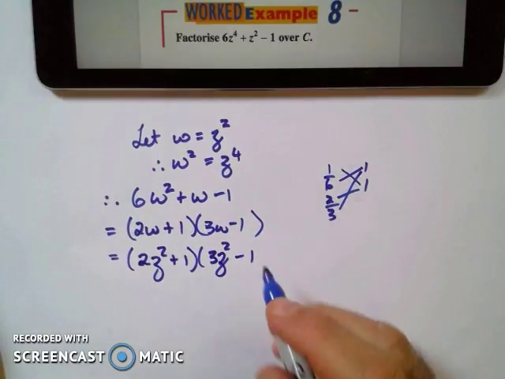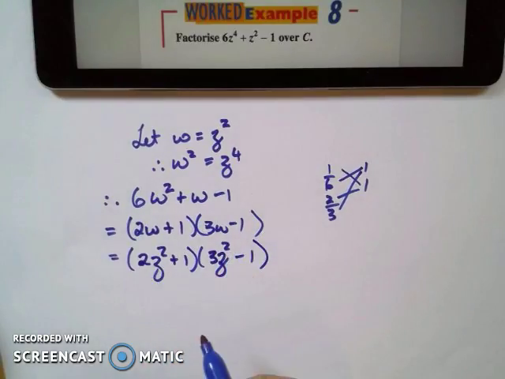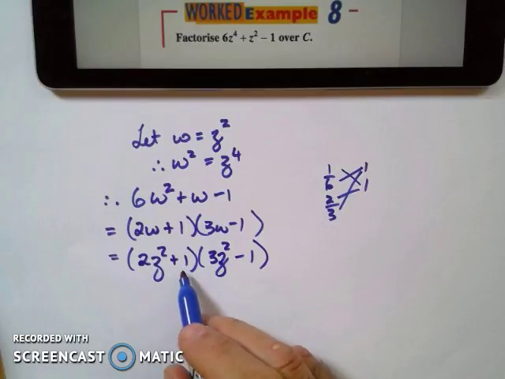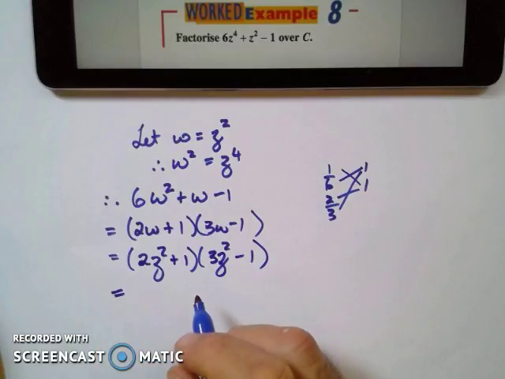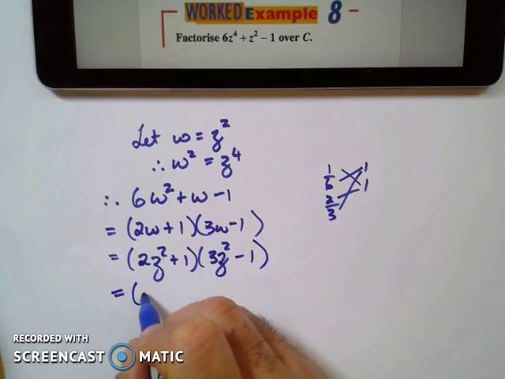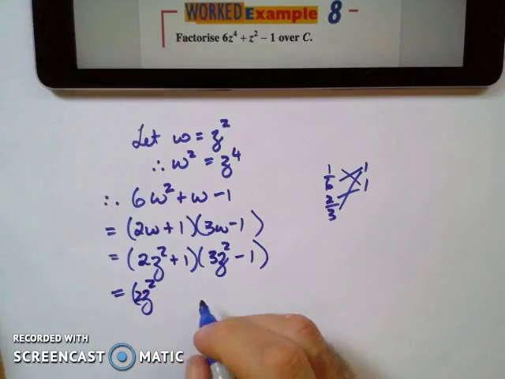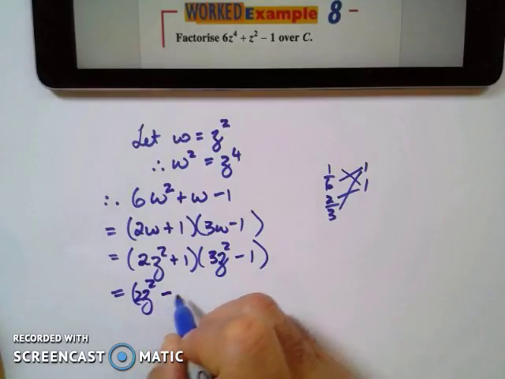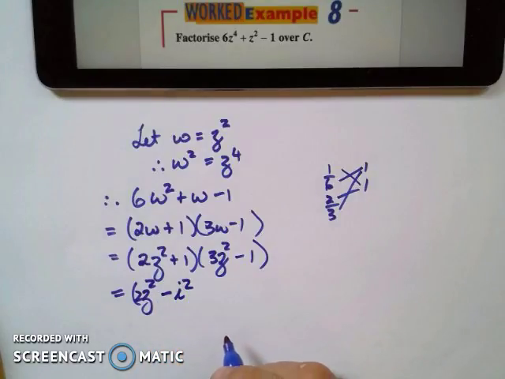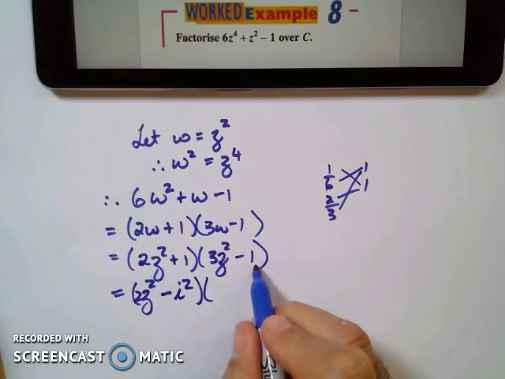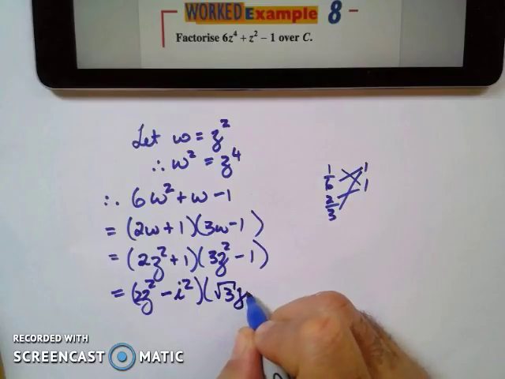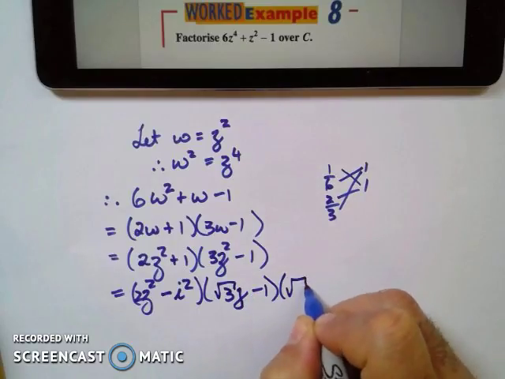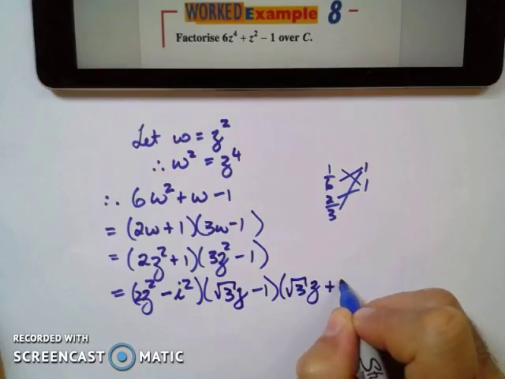What I do have now is squares and squares, so I want to find the difference of 2 squares. To find the difference of 2 squares, I need to change this positive 1 to a negative 1. So to do that, I'm going to say this equals 2z squared, and plus 1, I'm going to say positive 1 is the same as negative i squared. This is already the difference of 2 squares. I can say that this is the square root of 3z minus 1, square root of 3z plus 1.